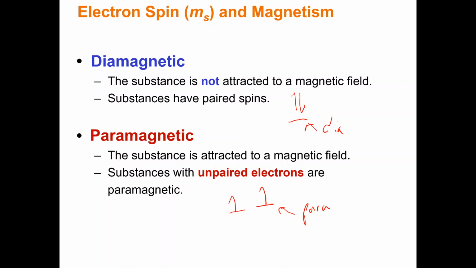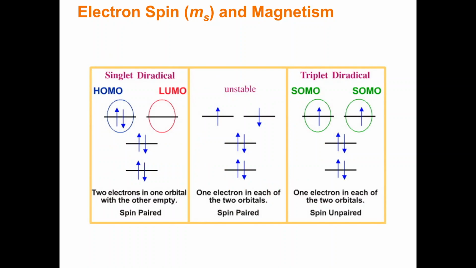So dia like die, just remember it that way. Dia like dead or die. Okay, so if they're spin paired, no attraction to a magnetic field. If they're not spin paired, then it's attracted to a magnetic field. And that would look something like this. So you don't have to know this, okay, but just kind of understand this concept.